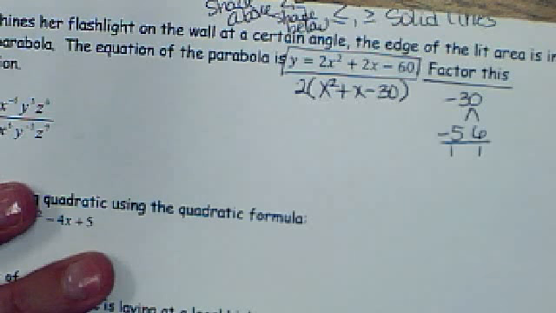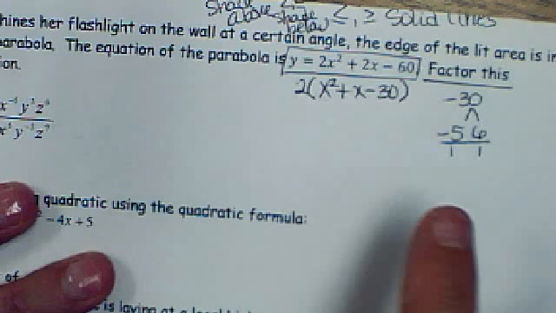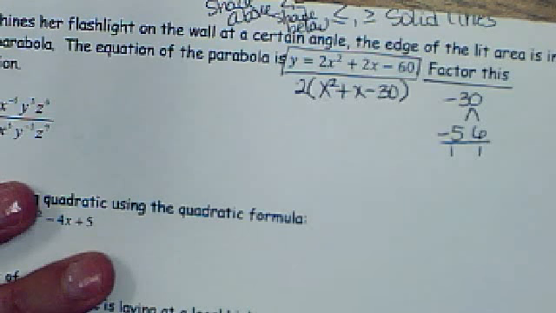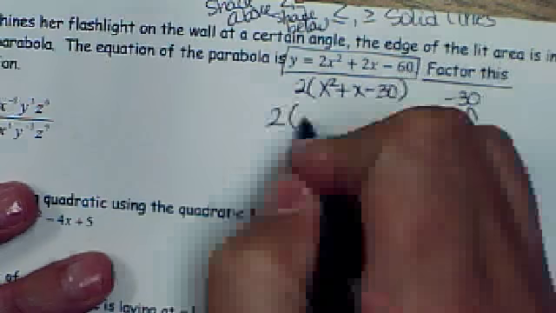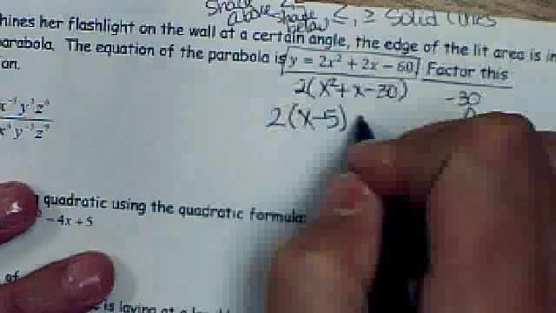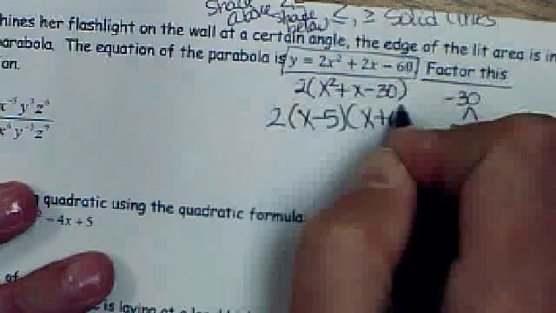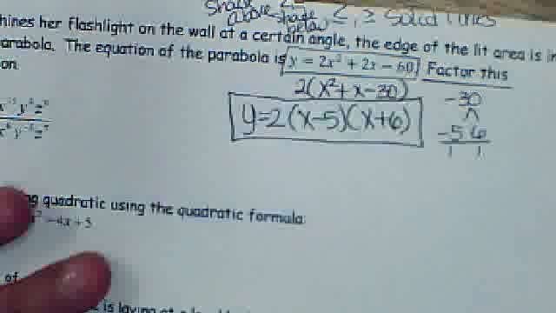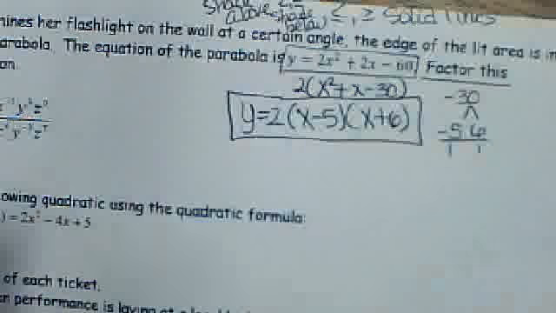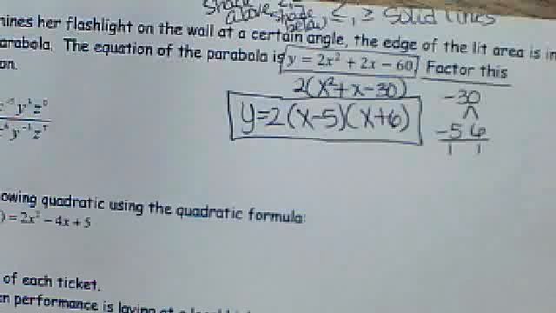And then the reduce, I can't reduce either of those. So I make my factors by reading from the bottom up. But remember that 2 that's out there, I'm going to bring that down. And then x minus 5 and x plus 6. So that is our function in factored form. Now, the reason why we factor quadratics is so that we could find our solutions where that graph would cross the x-axis. In this case, it didn't ask us to do that, but that's the main reason why we factor.